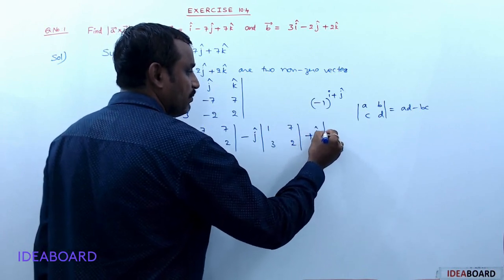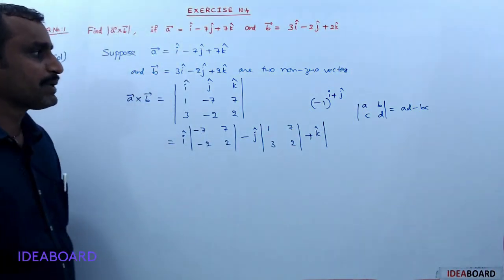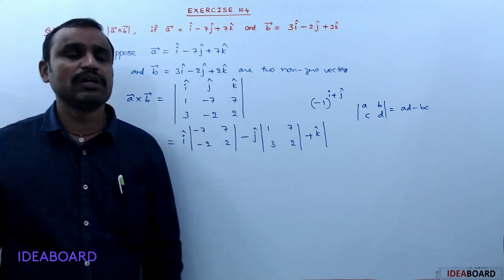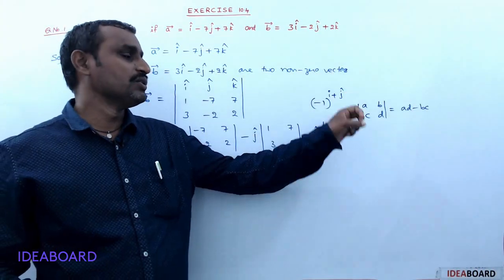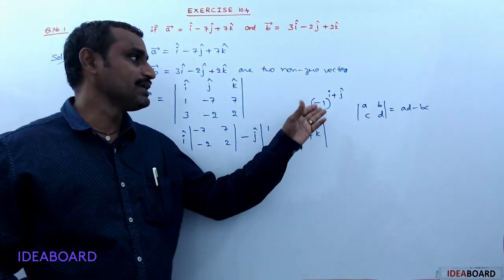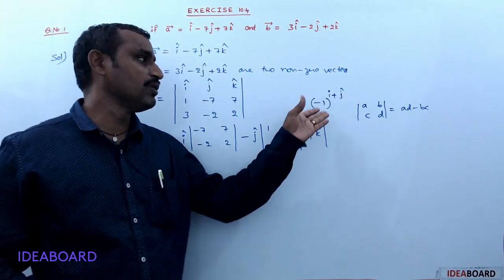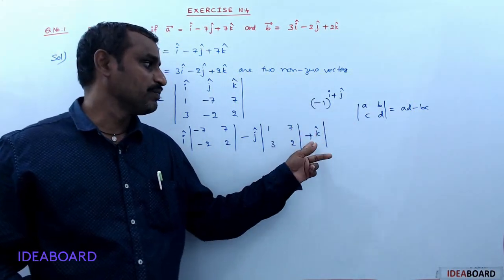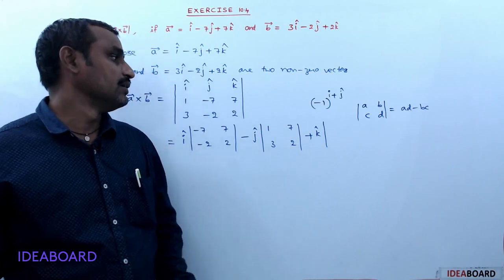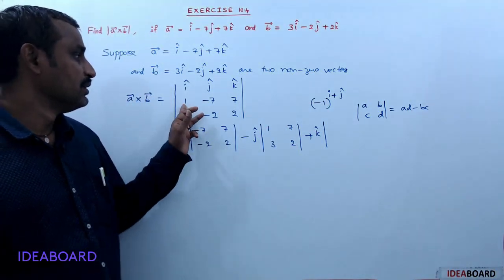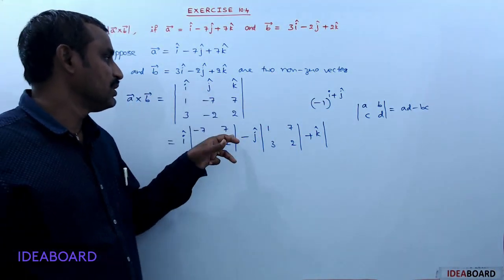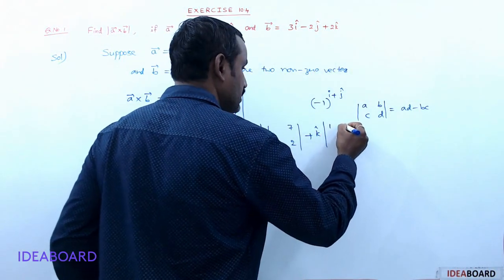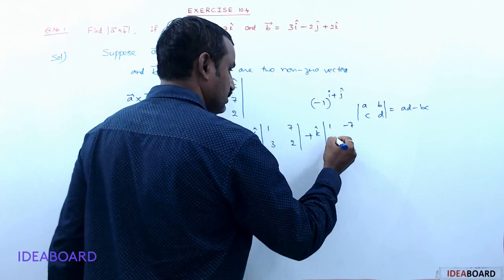k cap of, k is present in the first row, third column. First row, third column: 1 plus 3 is 4. 4 is an even number, so minus 1 whole power 4 gives a positive sign. So positive k we are considering here. Next, deleting the first row and third column, the remaining 4 elements you can write in determinant form: 1, minus 7, 3, minus 2.